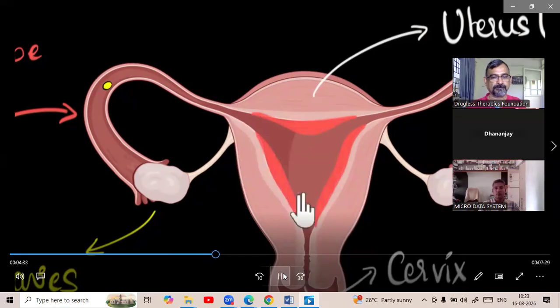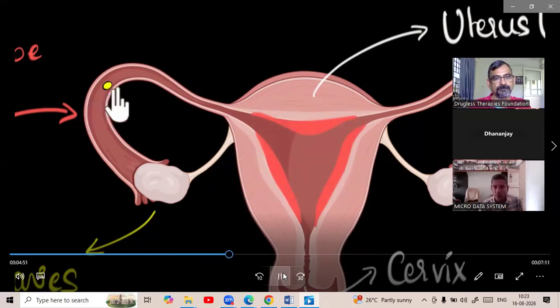Well, why does that happen? Because as we will see, if the egg gets fertilized, then it requires nutrition. And the egg will get the nutrition from this blood. And that's why the uterus is basically preparing itself for fertilization. All right, what happens next?